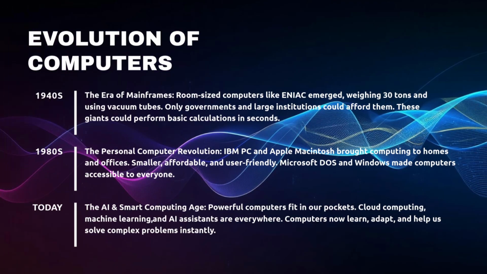Next comes the history of computers. Computers didn't always look like this. The first computers were huge. They filled entire rooms. We divide computer history into generations. First generation used vacuum tubes, very large and slow. Second generation used transistors, smaller and faster. Third generation introduced integrated circuits. Fourth generation brought microprocessors. This is where modern computers started. And now we are in the fifth generation focused on AI. So computers evolved from huge machines to powerful devices in your pocket.